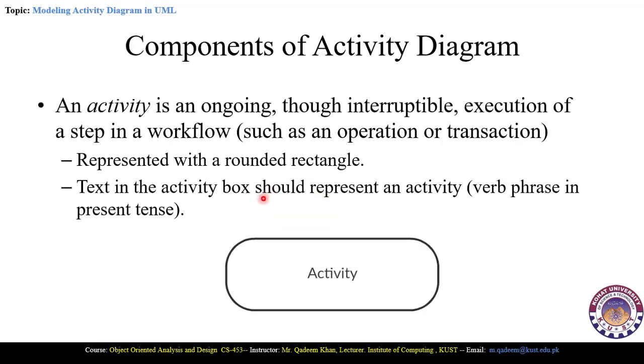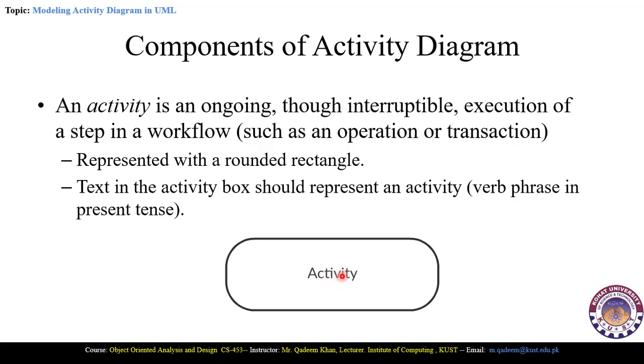The second important component is called activity. The activity represents the ongoing or interruptible execution of certain events, and this represents the workflow of the operation or transaction. Usually, the activity represents certain tasks which will be performed. So it is represented with rounded rectangles, and the text inside of this rounded rectangle represents an activity. For example, login is one of the activities, so that's why here we will write login.